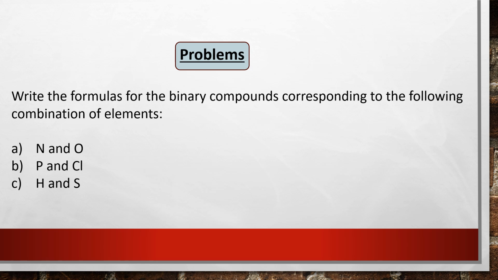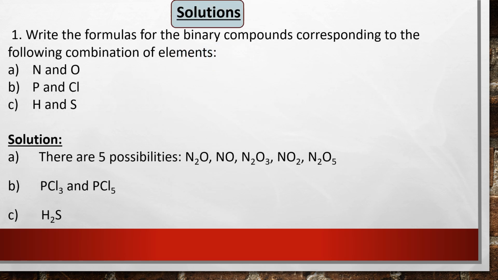Problem: Write the formulas for the binary compounds corresponding to the following combinations of elements: A, N and O; B, P and Cl; C, H and S. The solution for our problem is the following. First, N and O. There are 5 possibilities: N2O, NO, N2O3, NO2, N2O5. P and Cl: PCl3 and PCl5. C, H and S: H2S.